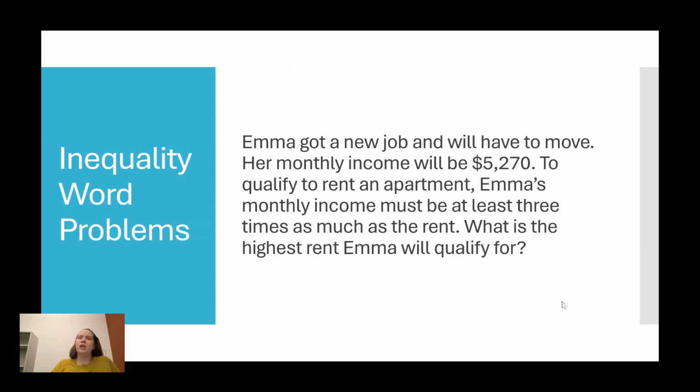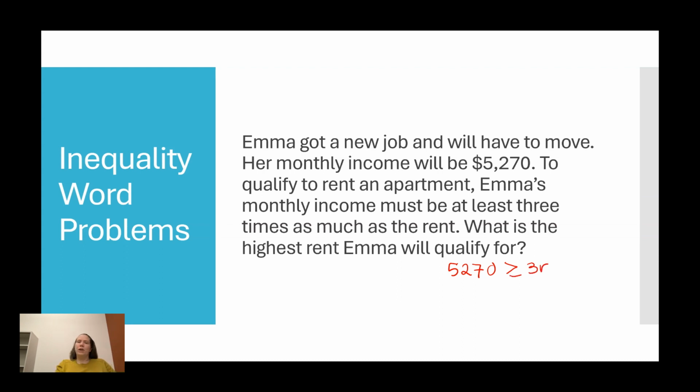Emma got a new job and will have to move. Her monthly income will be $5,270. Must be nice. To qualify to rent an apartment, she has to earn at least three times as much as the rent. What is the highest rent she will qualify for? So her monthly income, $5,270, has to be at least, it could be greater, right? But it has to be at least three times the rent.